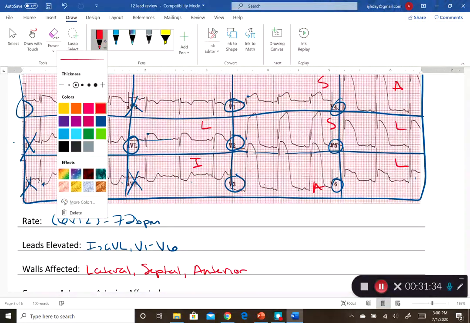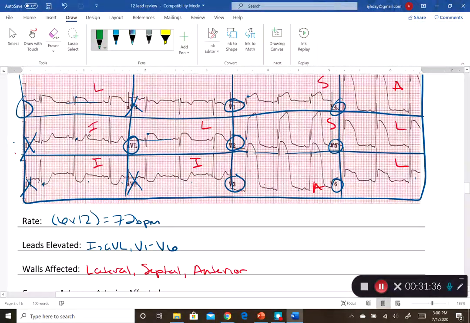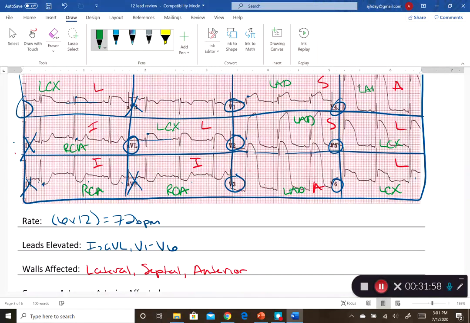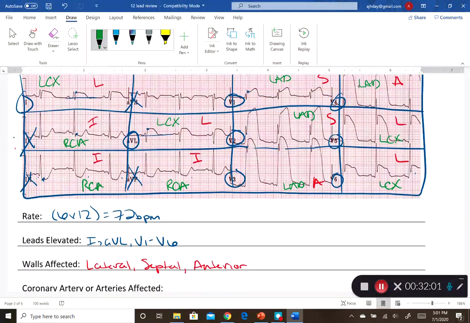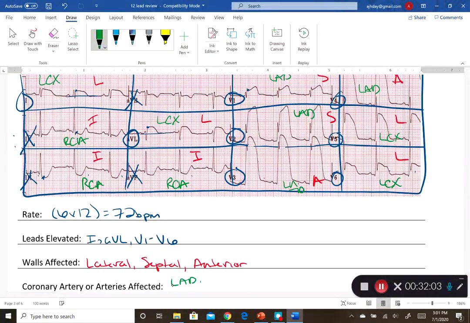Now I want to figure out the arteries affected. For my lateral wall, it's the LCX. For my inferior, it's the RCA. And for my septal and anterior, it's the left anterior descending, or the LAD. So in this case, I have both my LAD and my LCX involved.